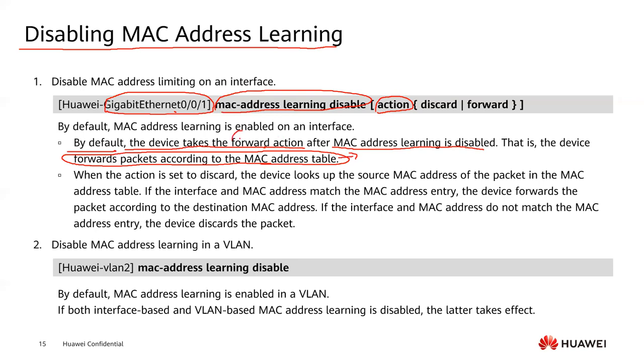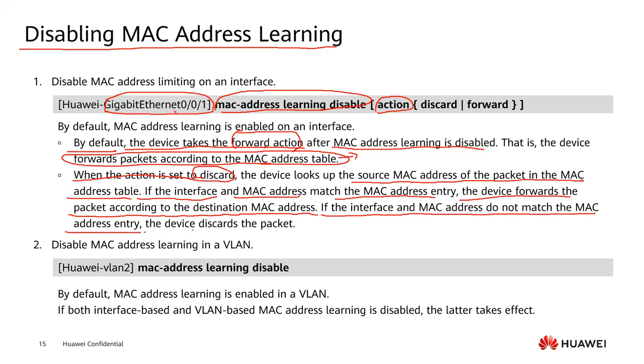But if you take the forwarding action, it will be like a broadcast frame, flooding. And if the action is set to discard, the device looks up the source MAC address of the packet in the MAC address table. If the interface and the MAC address match the MAC address entry, the device forwards the packet according to the destination MAC address. If the interface and MAC address do not match the entry, the device discards the packet. It means the packet will be dropped.